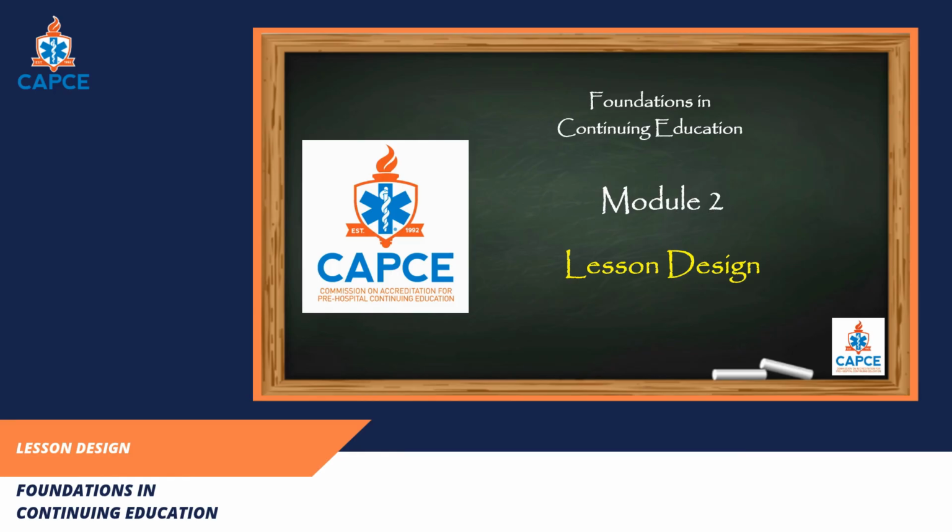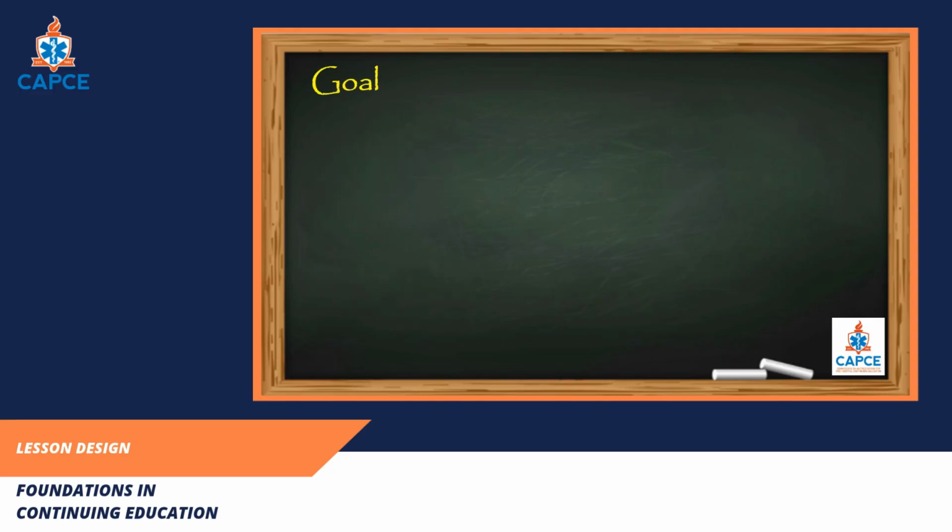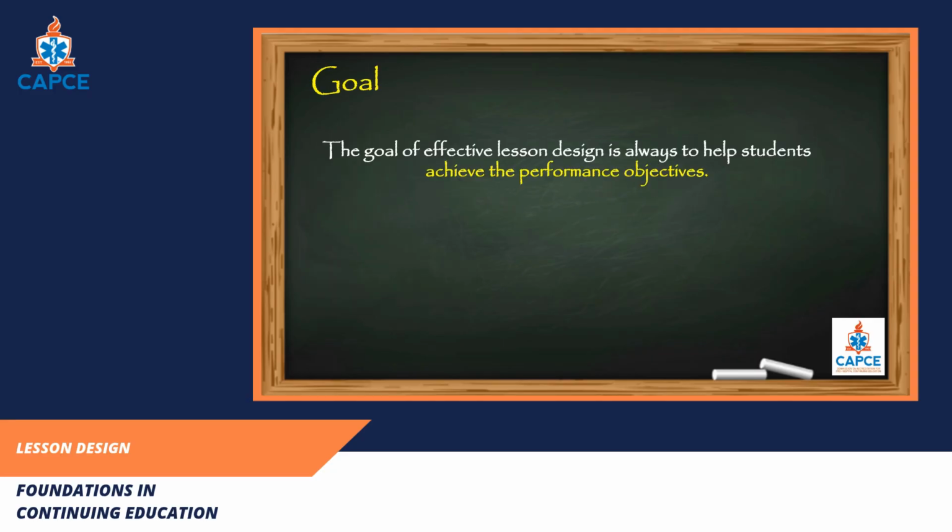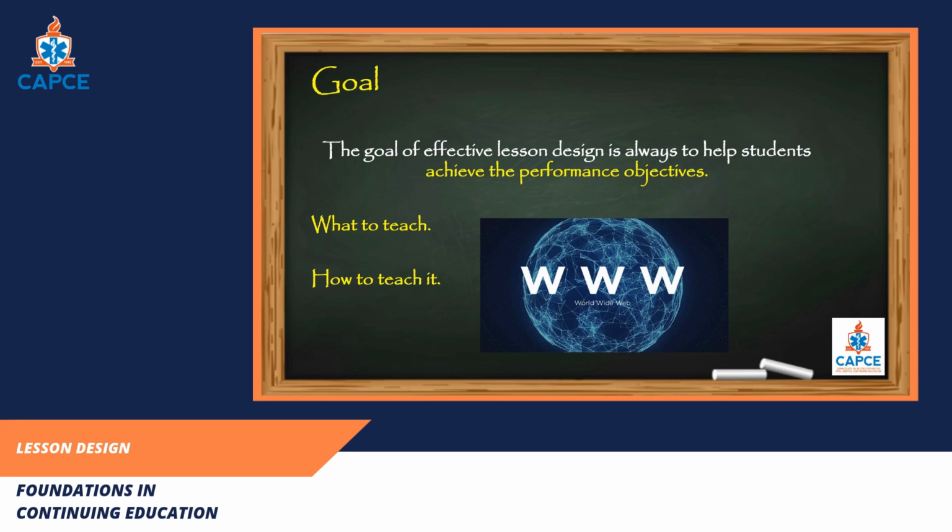Now that you've established a solid foundation for performance, you are ready to design the content and activities necessary to achieve the stated outcomes. The goal of effective lesson design is always to help students achieve the performance objectives. This involves two basic decisions: what to teach and how to teach it. It's that simple and that complicated because with the internet, you have at your disposal an unlimited supply of worldwide resources from which to choose content and activities.